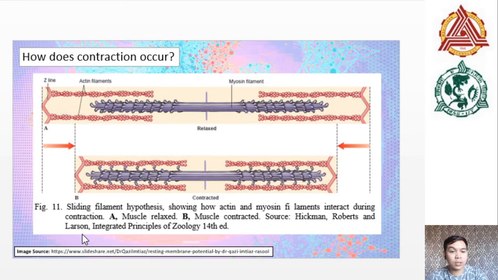So how then does contraction occur? The mechanism by which muscle contracts is known as the sliding filament model. With this model, the actin and myosin filaments slide past each other without physically shortening. So at rest, when the muscle is relaxed, the proteins troponin and tropomyosin prevent the formation of the cross bridges that are necessary for contraction. During contraction, the filaments slide past each other, resulting in the Z-lines moving closer and the muscle shortening.